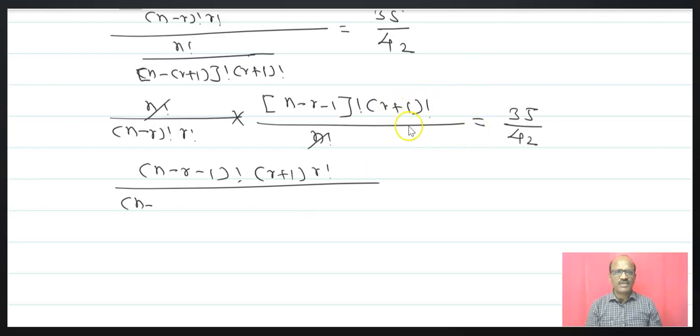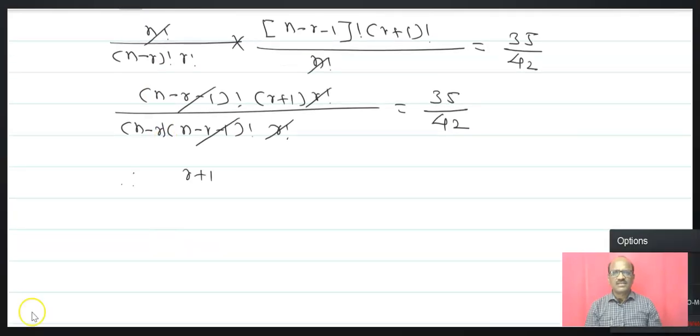(r plus 1) factorial means what? (r plus 1) into r factorial. Now these terms get cancelled. You see this here, the n factorial gets cancelled. And the next term will be, now here is (n minus r) factorial, and it can be reduced as (n minus r) into (n minus r minus 1) factorial. These two factorials get cancelled. r factorial gets cancelled. And overall, you are getting (r plus 1) upon (n minus r) is equal to 35 upon 42.